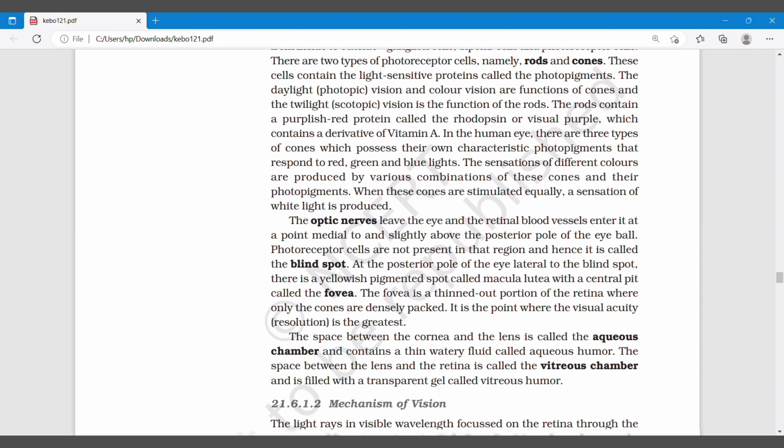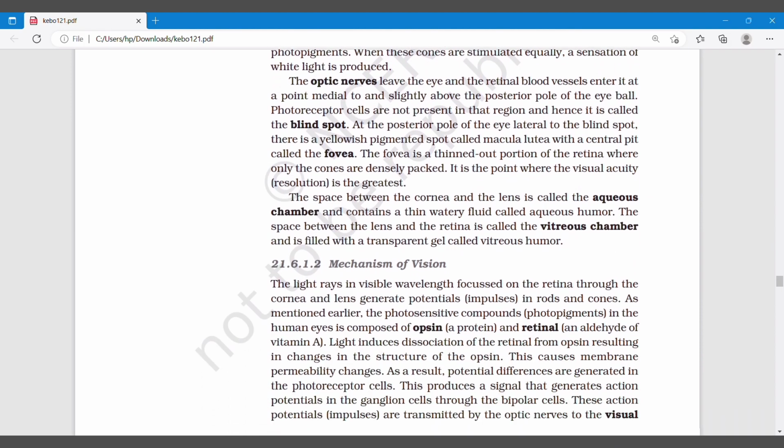The optic nerves leave the eye and the retinal blood vessels enter it at a point medial to and slightly above the posterior pole of the eyeball. Photoreceptor cells are not present in that region and hence it is called the blind spot. At the posterior pole of the eye, lateral to the blind spot, there is a yellowish pigmented spot called macula lutea with a central pit called the fovea. The fovea is a thinned-out portion of the retina where only the cones are densely packed. It is the point where the visual acuity, that is resolution, is greatest.